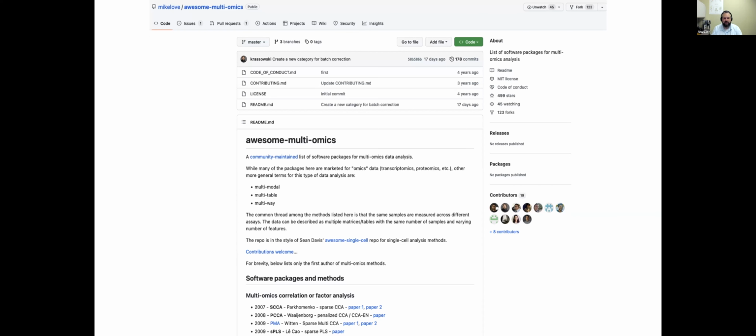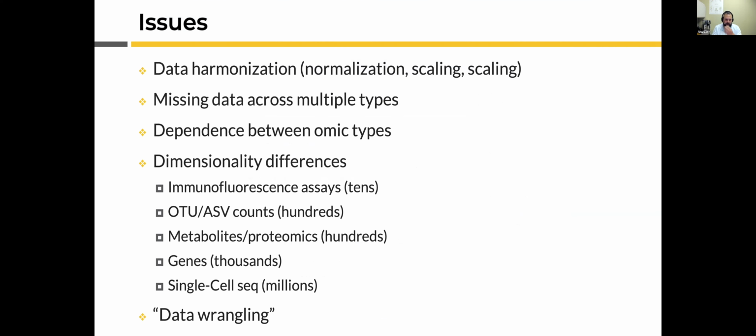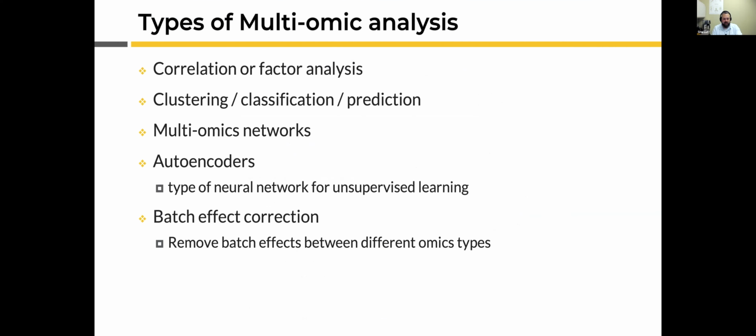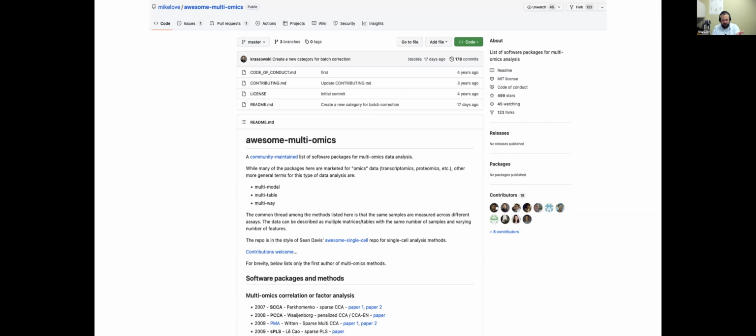I've just taken a screenshot of this, but there's a giant list of methods, and actually I took this grouping from this page. That's how they group the multiomics analysis types. So this is constantly being updated and changed, and it is a very good place to keep up with what's happening in the multiomics space.